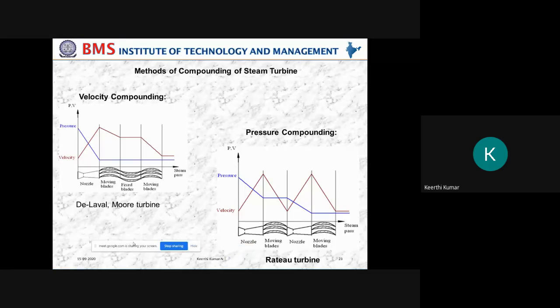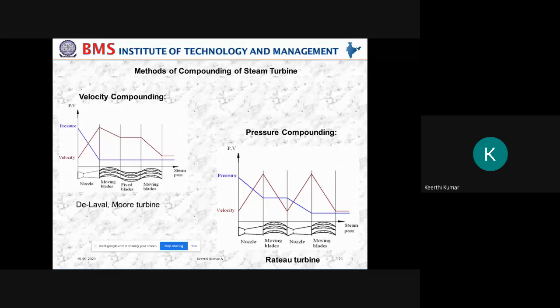Coming to the pressure compounding. In the pressure compounding, see how the arrangement is made. Here there is a nozzle, moving blade, fixed blade, moving blade. But here what will happen? Nozzle, moving blade, again nozzle, again moving blade. What is the function of the nozzle? Here I discussed it: the velocity increases, pressure reduces. The same thing is happening here also. See here, in the nozzle, velocity increases, pressure reduces. That is true in both cases.